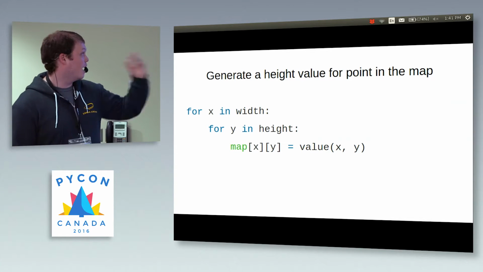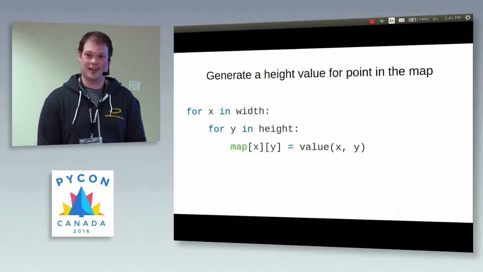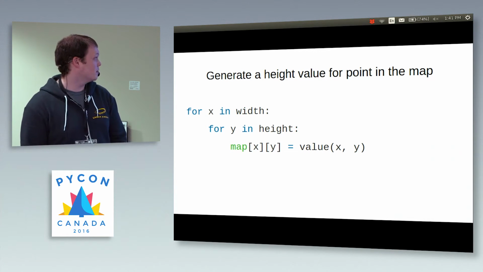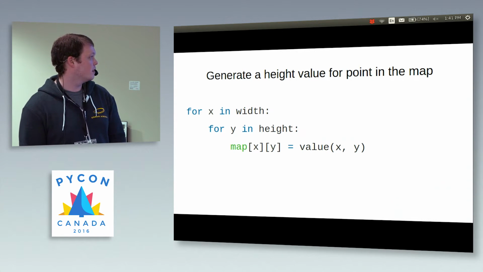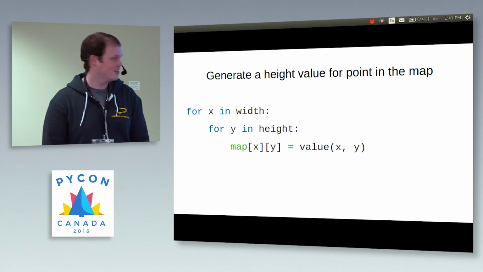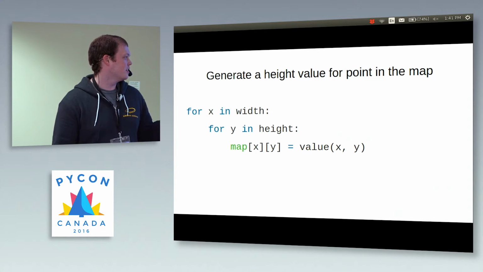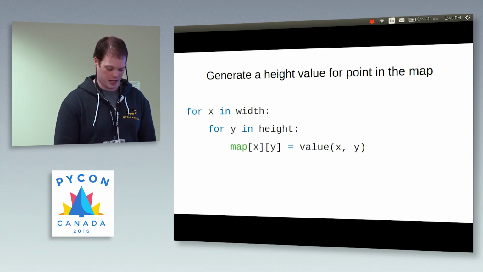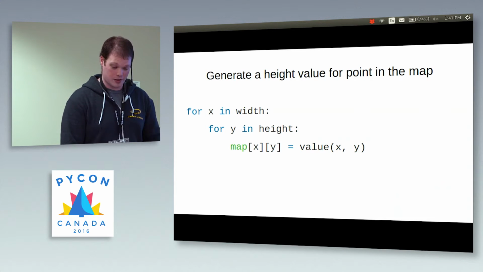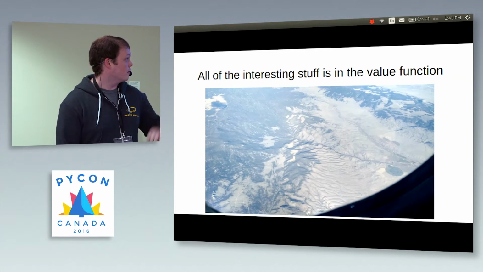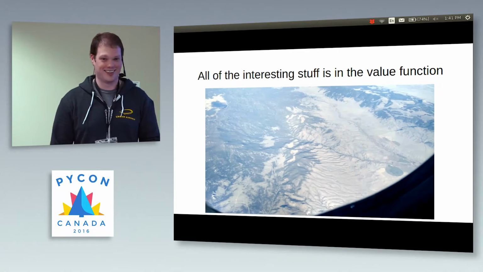So this is how you generate a height map in Python. It's, like I said, pretty simple. You have your width and your height. You loop through both of them. And that should probably have said range width and range height, but we'll just pretend that width and height are actually just lists. And then you just call the value function and store that all in the map. And then you render it. And there you go. You've got a height map, and we're done.